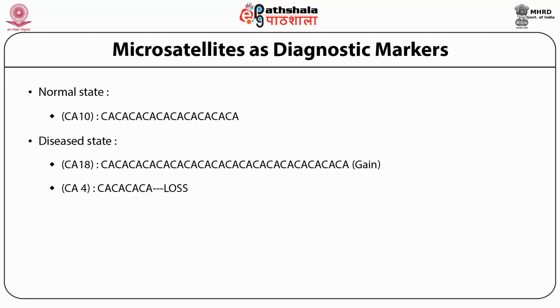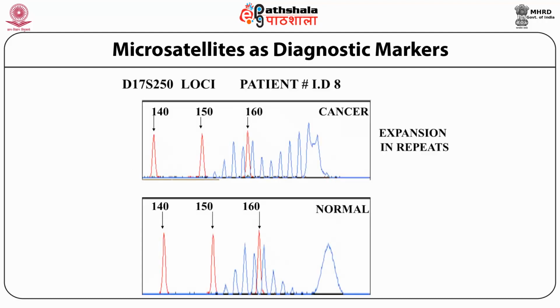This loss or gain of the tandem nucleotides results in allelic disbalance, which is often associated with cancer initiation. Let us understand this by an example. This is just an example of how the expansion of the repeat D17S250 loci is seen in a patient in a cancer versus a normal. As you can see, the blue peaks actually represent expansion of a repeat in the cancerous region, whereas it is normal and limited in the normal sample.